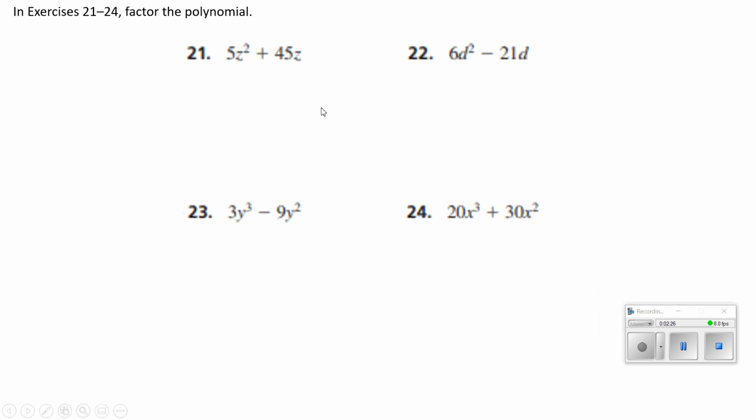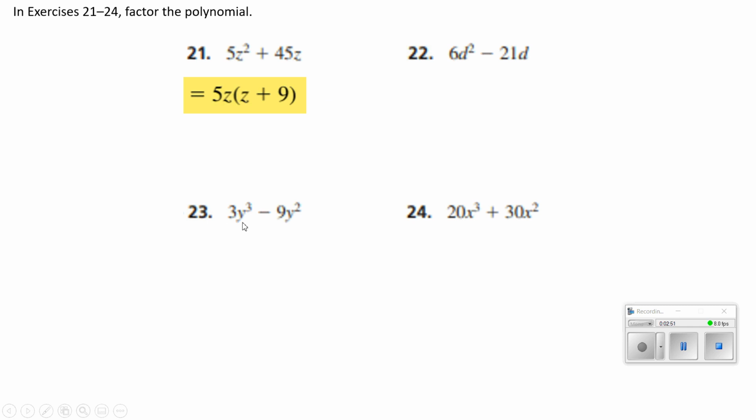It says factor the polynomial. If I factor this, I know 5 goes into 5 and 45, and z goes into z squared and z. So when I factor this, it should be 5z times z plus 9. All right? Let's go. 22 is yours to do.